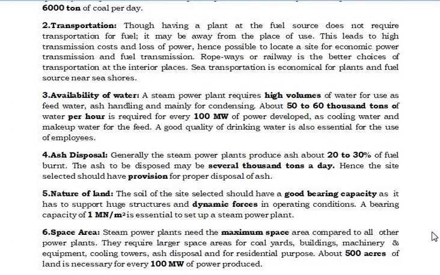The sixth one, space area. A steam power plant needs the maximum space area compared to all other power plants. They require large areas for coal yards, buildings, machinery and equipment, cooling towers, ash disposal, and for residential purposes. About 500 acres of land is essential for every 100 megawatts of power produced.